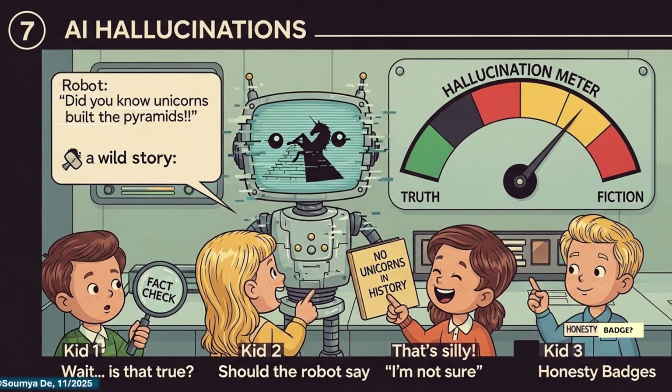Okay, scientists, gather around. Today's experiment. Can you spot the AI lie? This little robot here, it just said unicorns built the pyramids. Wait, what? That's what we call hallucination. When AI makes stuff that sounds kinda real, but it's totally fake, like saying dogs can fly if they eat enough spinach. The moon is made of cheese.